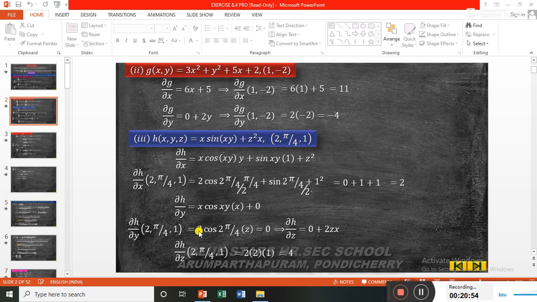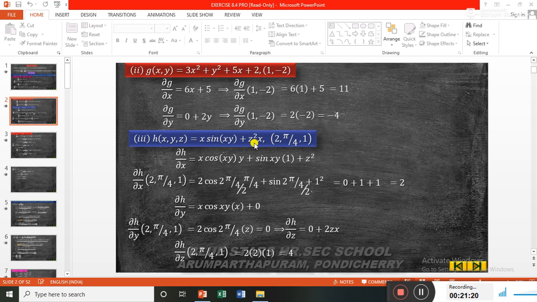So here you see 2 into cos of pi by 2 is 0. So cos pi by 2 is 0, 0 into anything is 0. Therefore, dou h by dou y at the point 2 comma pi by 4 comma 1 is 0. Next we calculate dou h by dou z. So dou h by dou z equals, again I differentiate h with respect to z. You see the first term has no z, so its differentiation is 0.